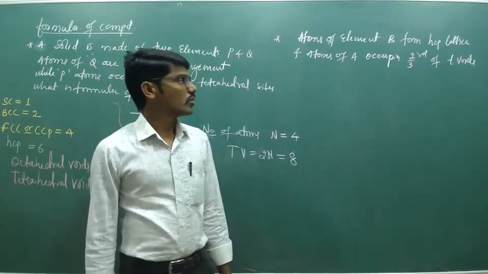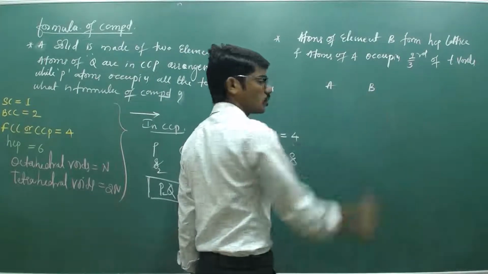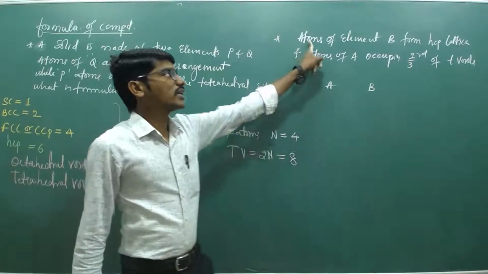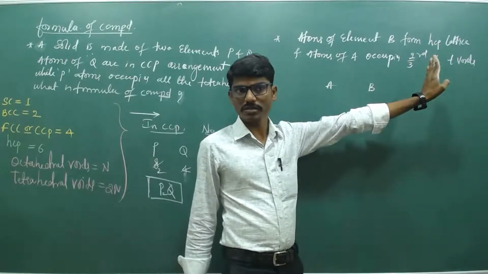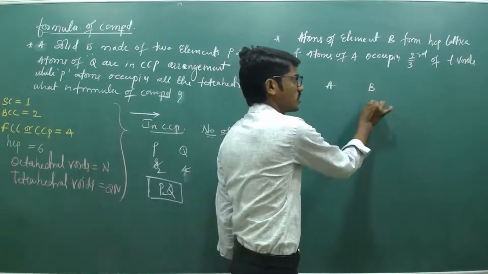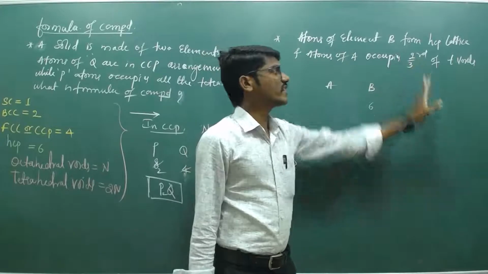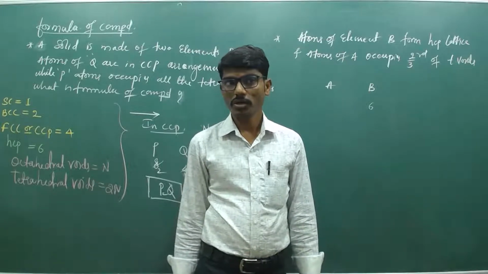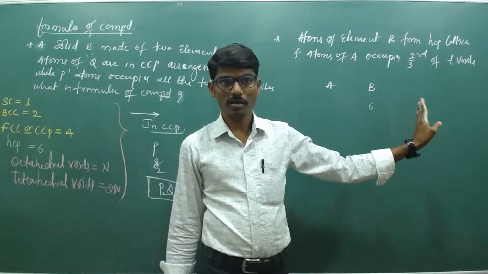Directly you can write A and B are the two elements. Atoms of element B form HCP. HCP means hexagonal close pack, and the number of atoms is 6. So B is 6, that is, the n value is 6. 2/3 of tetrahedral voids. How many tetrahedral voids are there? 2 times 6, that is 12. Tetrahedral void is equal to 12.